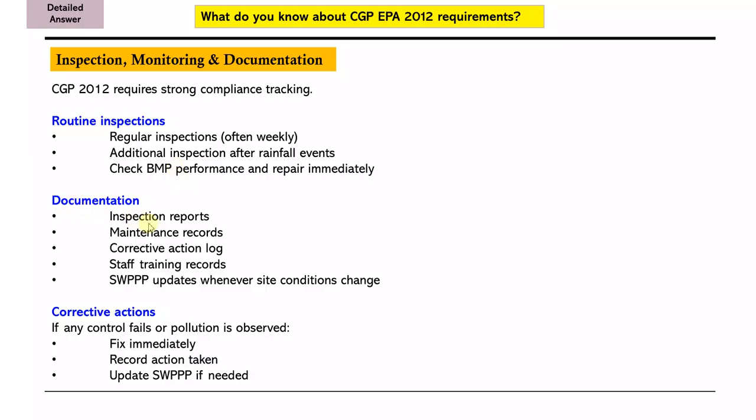Documentation includes inspection reports, maintenance records, corrective action log, staff training records, and stormwater updates whenever site conditions change or when any rainfall event occurs. What about corrective actions? If any control fails or pollution is observed, we have to fix it immediately, record the action plan, record the action taken, and update the SWPPP if needed.